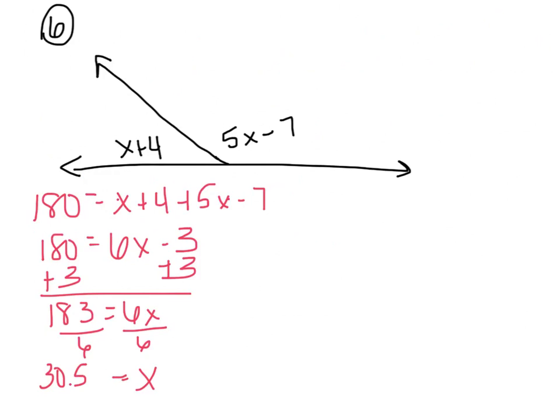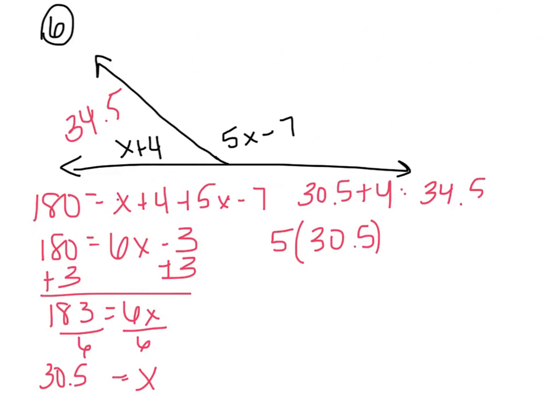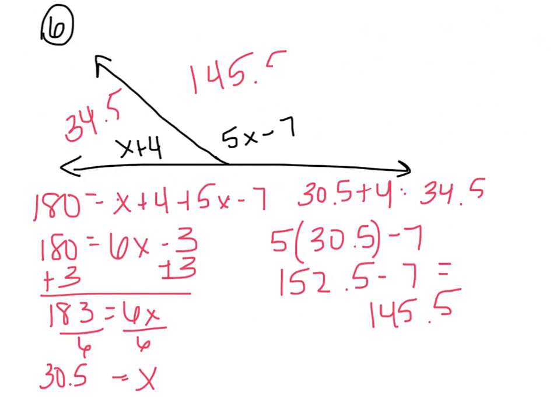Now we can plug x in. 30.5 plus 4 is going to be 34.5. And then 5 times 30.5 minus 7 is 152.5 minus 7 is 145.5. And if you want to check that, go ahead and put 145.5 plus 34.5, and you should see that it equals 180 degrees.